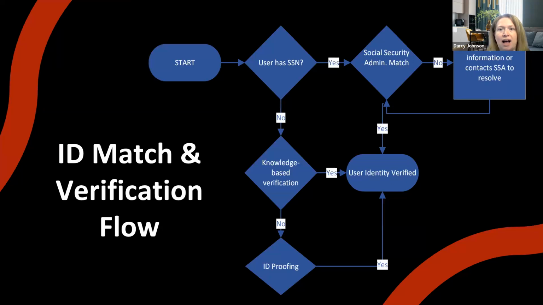If the user does not have a social, then they will go through the knowledge base verification process. If that is confirmed, then their user identity is verified, their account is created. If they fail that knowledge base verification, then they'll have to go through the ID proof. And then once that's completed, then they'll have that account created. Next slide, please.